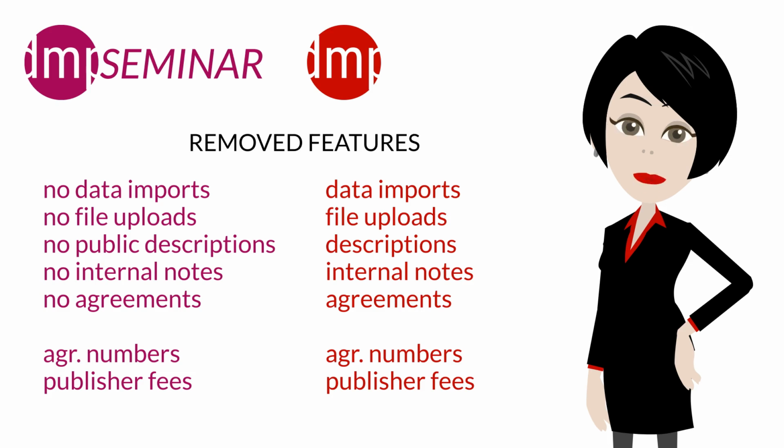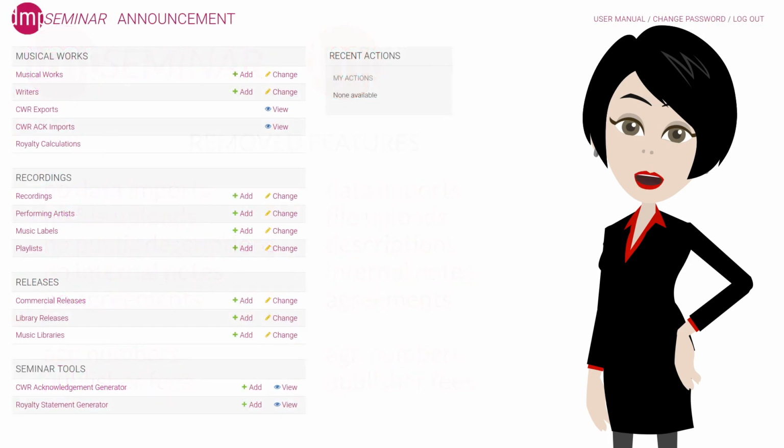We also removed all data from the agreement section in writer definition. Society assigned agreement numbers and publisher fees can still be customized on the work level. The next difference is that with standard DMP, the first user is super user, meaning they have all permissions, also to do things one should not do. DMP Seminar is deployed with a single user with permissions to only what is done in everyday work.